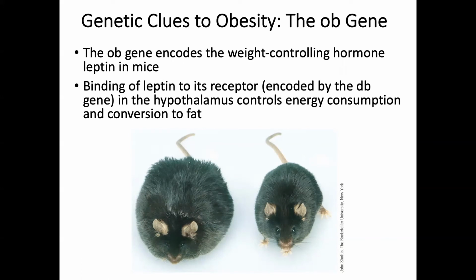Shown in this picture is the OB mouse on the left. Its OB gene is mutated and no leptin is made. On the right here is the normal mouse as a control. You can see indeed the OB mouse is quite obese. Scientists hope that this study could provide clues about how weight is controlled in humans.